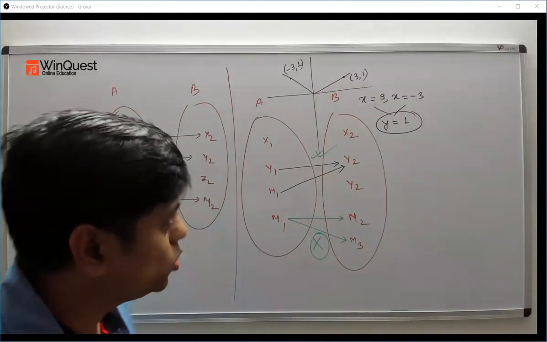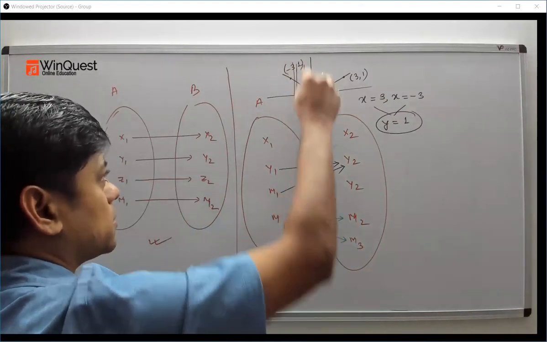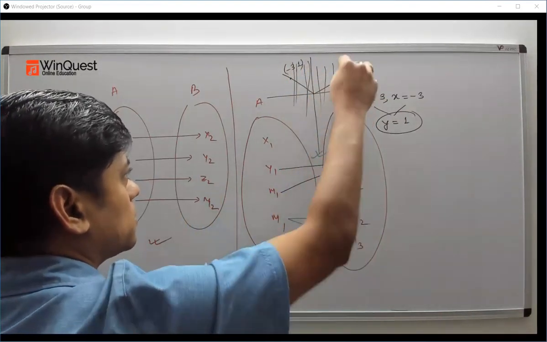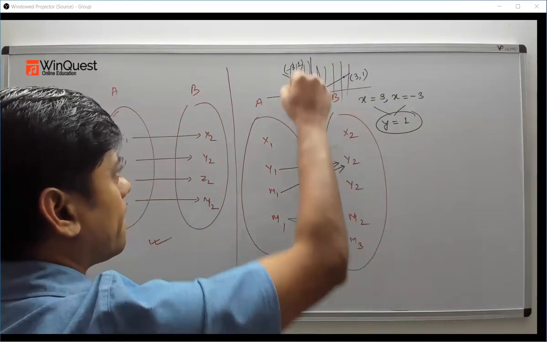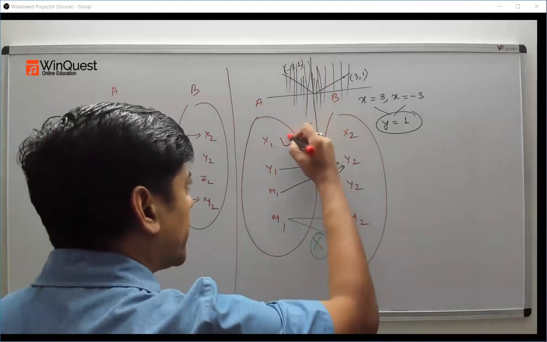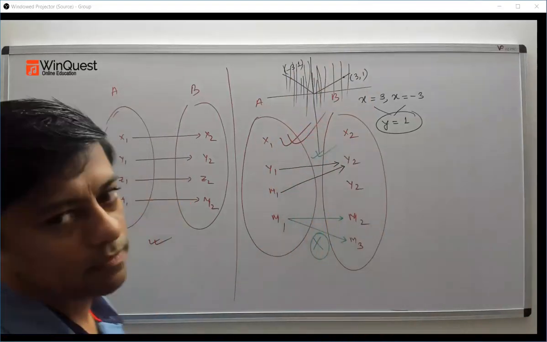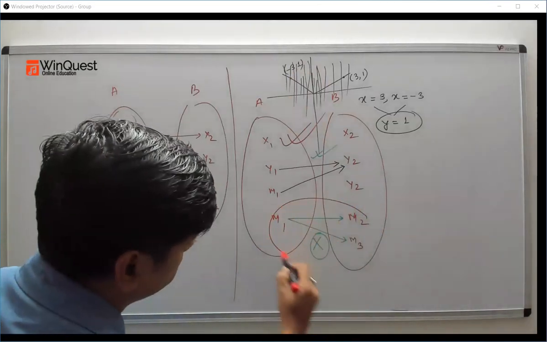Why? Do a vertical line test. Does it qualify to be a function? Yes. So can I say this criterion is okay? Yes. Okay, but this criterion is not okay.